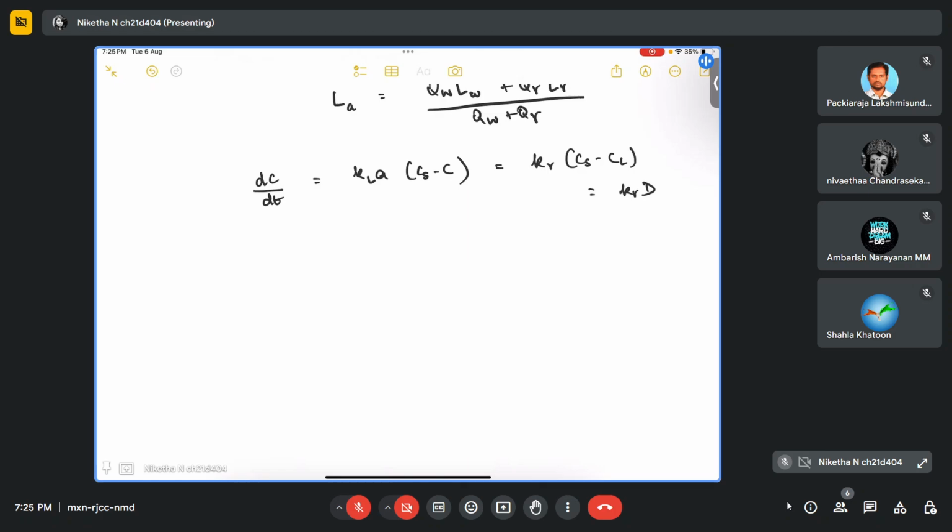And this D is nothing but the deficit, that is your saturation concentration minus the concentration of the dissolved oxygen in the river. So this equation says that your rate of oxygen transfer is directly proportional to your deficit. And this Kr can be found using the formula.